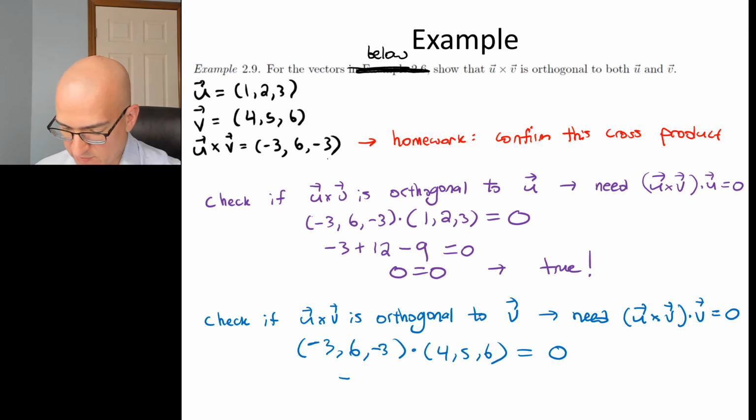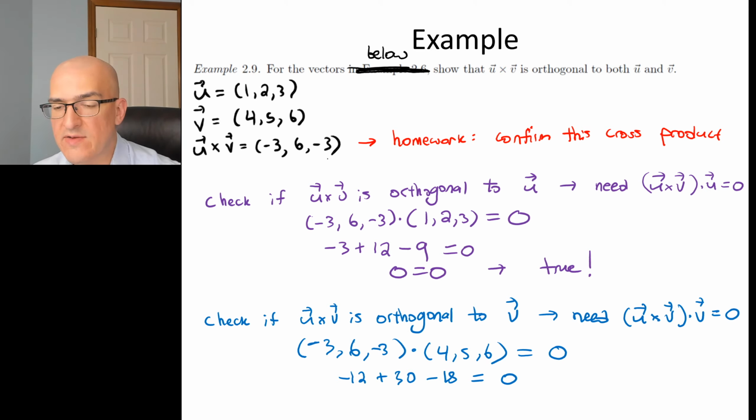So we have negative 12 plus 30 minus 18 is equal to 0. Negative 12 plus negative 18 gives us negative 30. Negative 30 plus 30 is 0, so 0 is equal to 0. True. So we're done. We proved that this output vector, u cross v, is orthogonal to u and orthogonal to v.